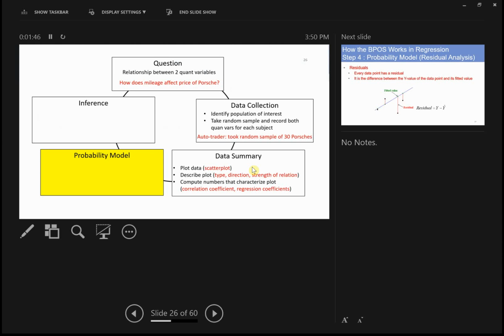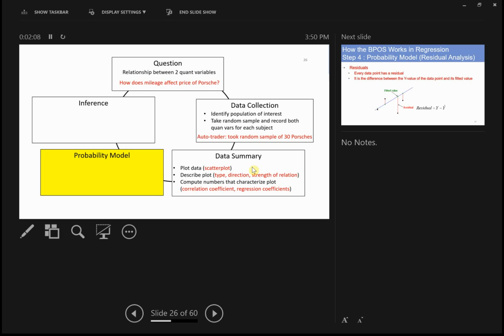So what we want to do now is continue on with regression. We're going to finish up. Last time we said regression helps us look at relationships between two quantitative variables. As an example, we looked at how mileage affects the price of a used Porsche. We took a random sample, and we said, okay, what do we always do with data? This is not just for regression, right?